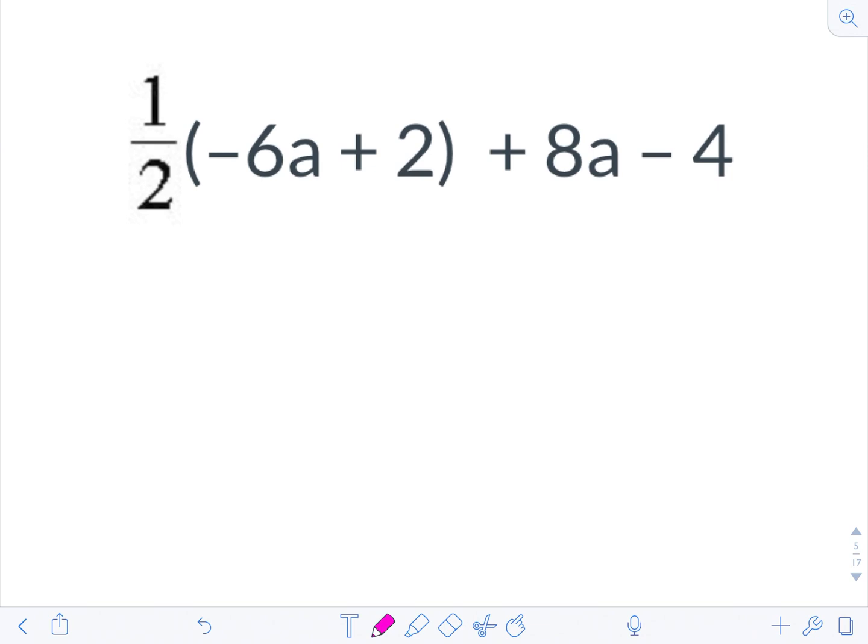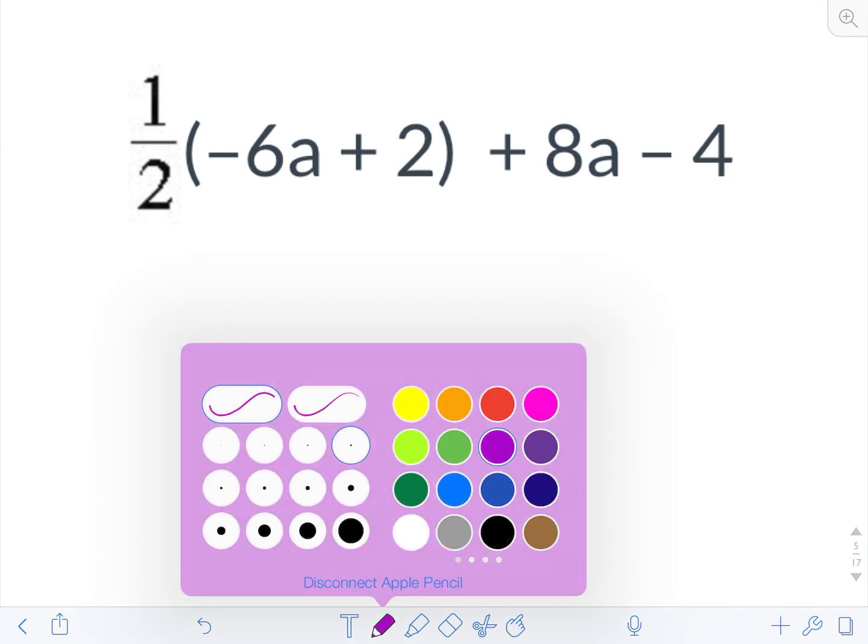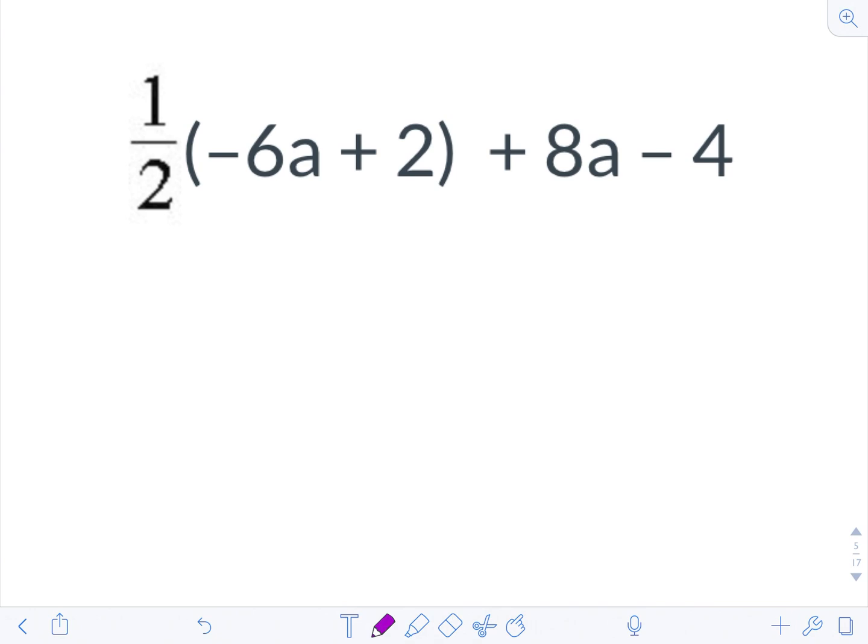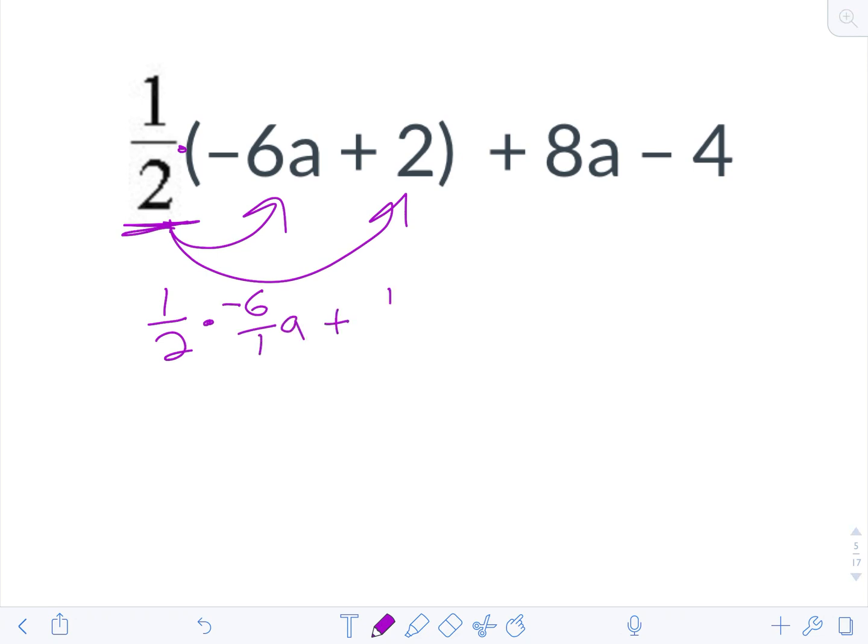Okay, so now I'm switching it up a little bit. This time our math is at the front. That's cool. Can't drop that parentheses because we have a 1/2 times in it. So let's do 1/2 times negative 6a and 1/2 times 2. So 1/2 times negative 6 over 1a plus 1/2 times 2. Well, that would be negative 6/2, which I know simplifies to negative 3. And half of 2 is just a 1. Now I can bring down the rest.